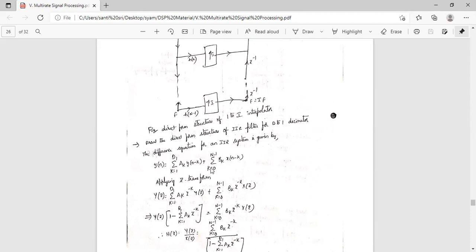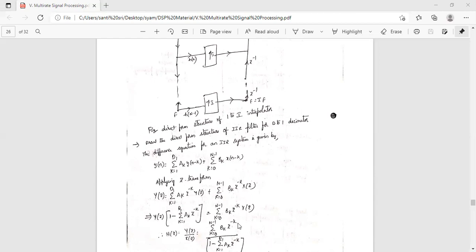So for this, we will apply the Z transform on both sides. So Z transform of y of n equals Z transform of this entire expression. Z transform of y of n is nothing but Y of z. So Y of z equals sigma k equal to 1 to N minus 1 a k into z power minus k into Y of z plus sigma k equal to 0 to N minus 1 b k into z power minus k into X of z, right? So Y of z is taken as common: Y of z into 1 minus sigma k equal to 1 to N minus 1 a k into z power minus k is equal to sigma k equal to 0 to N minus 1 b k into z power minus k into X of z.